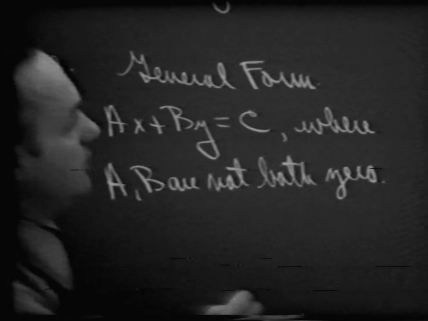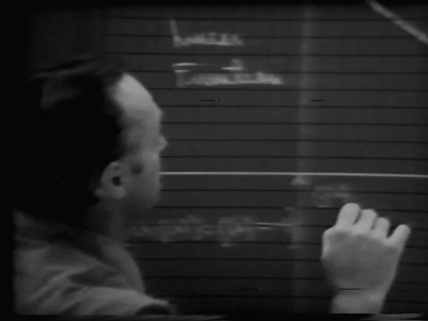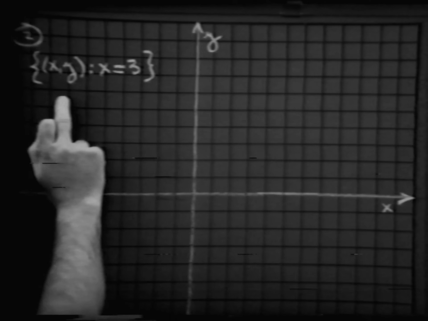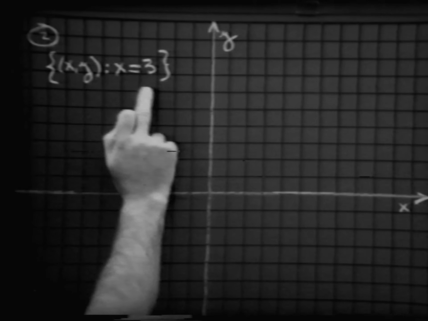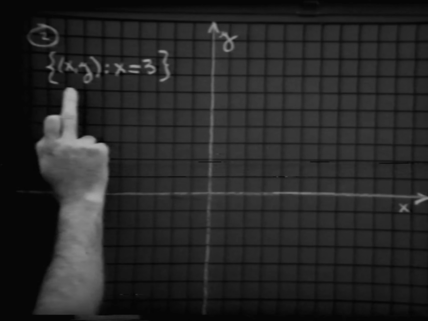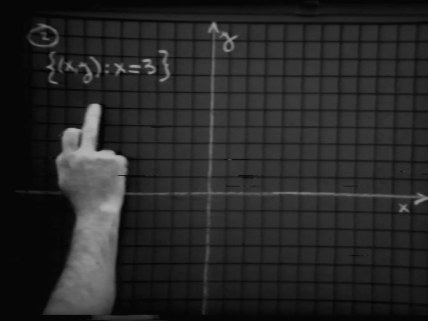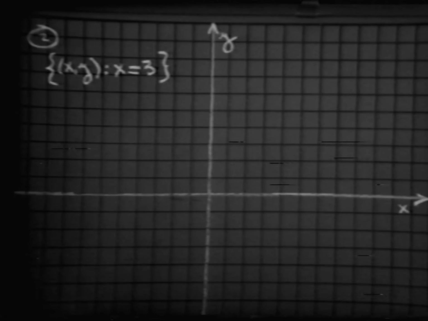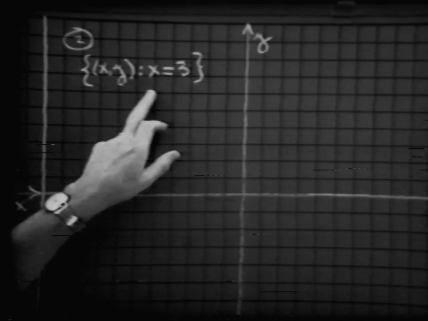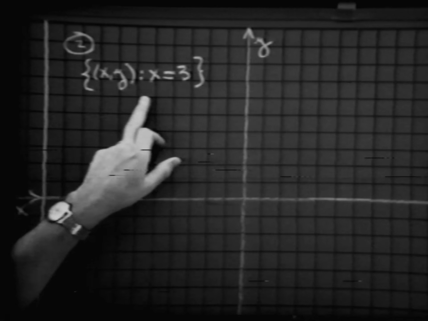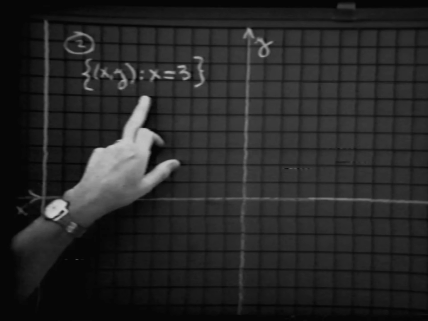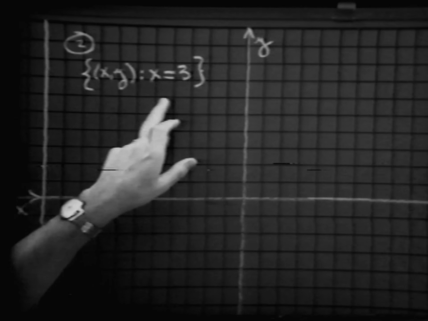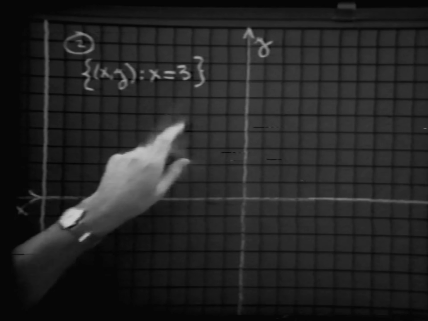Well, let's come over to our coordinate system again and look at particular examples. For example, here we have the set of all x comma y such that x is equal to 3. Now notice again, we're talking about an ordered pair of real numbers such that x is equal to 3. Now, in terms of our general case of ax plus by equals c, what number is a equal to? In this case that we have here, 1. What number is b equal to? 0. And c, of course, is 3.